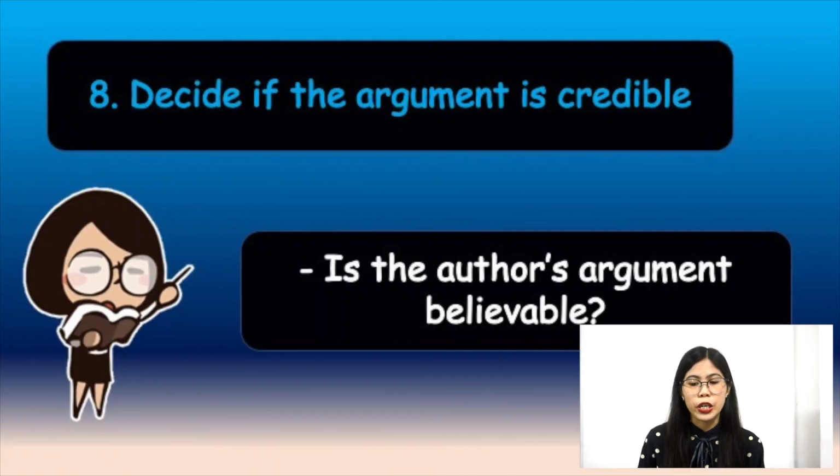Lastly, decide if the argument is credible. You may ask yourself, is the author's argument believable? Is it convincing? Does it move my mind? Or does it make me do certain action? Those are some of the questions that you may ask. Those are all of the steps in evaluating the author's argument.